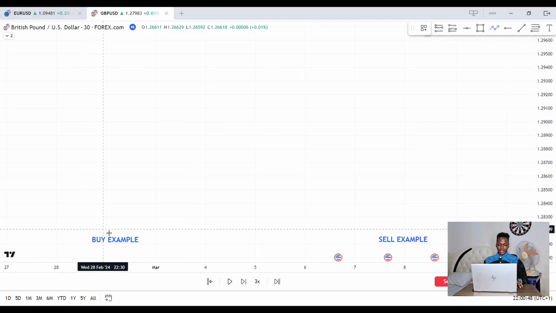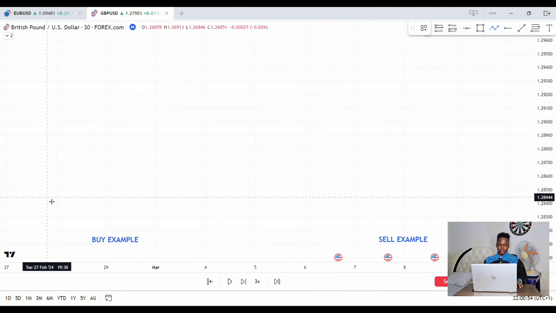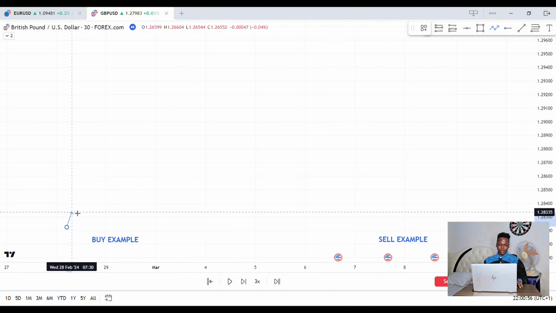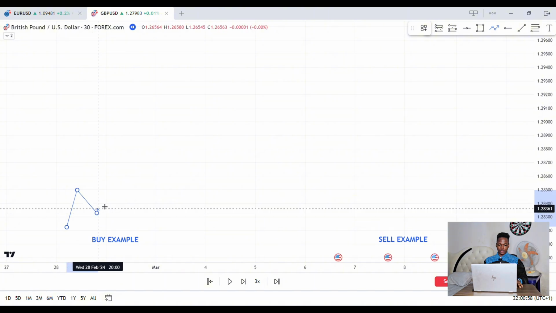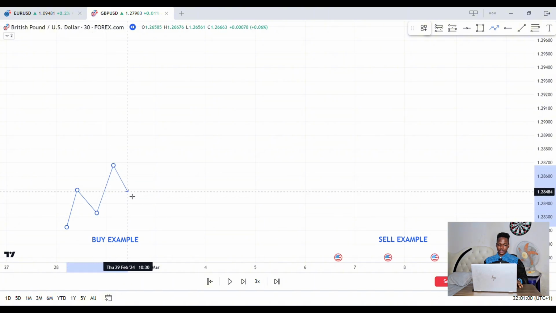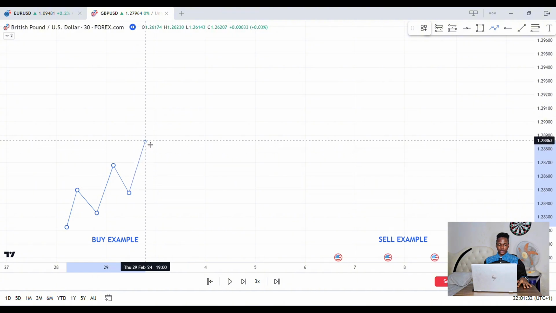So as the case of other strategies, we are going to be looking at a buy example and a sell example. So for the buy example, we want to see price moving in an uptrend, right? The trend is your friend. You want to be buying in an uptrend. So if you want to trade this strategy, the first thing you want to look out for is a break of structure right here.